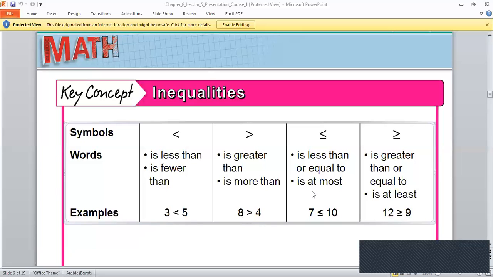I need Turkey now. Read this one, please. Is less than or equal to, is at most. So again, this one is less than or equal, or at most. Again, read that with me, Khalid. Is less than or equal, or at most, right? Right. Okay, Abdullah, can you read this, please?